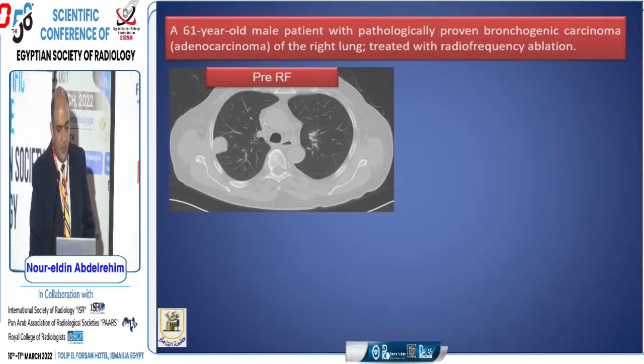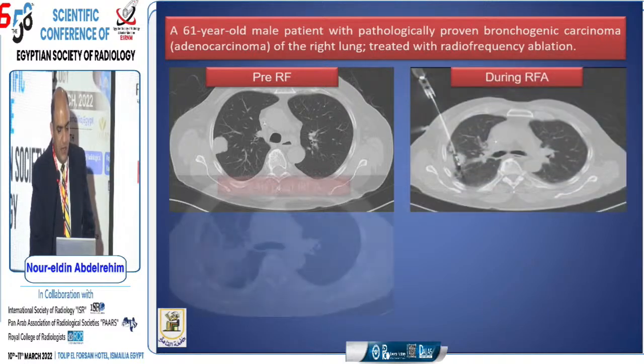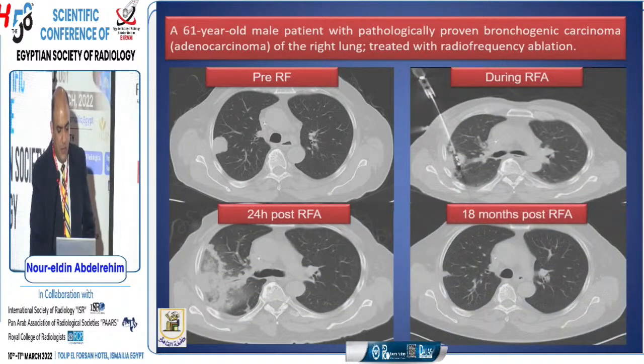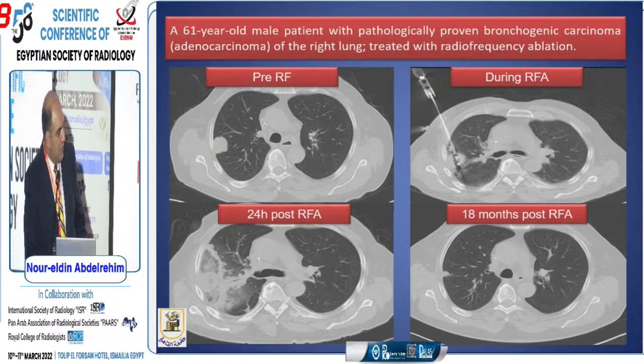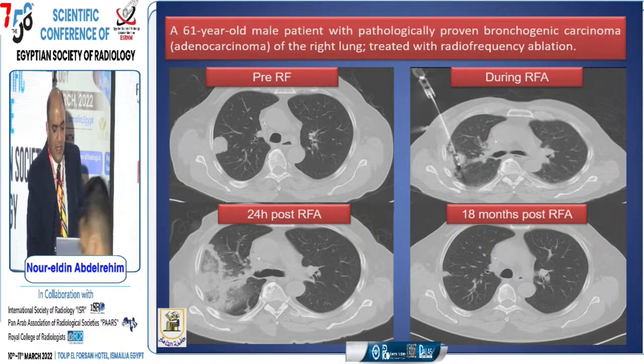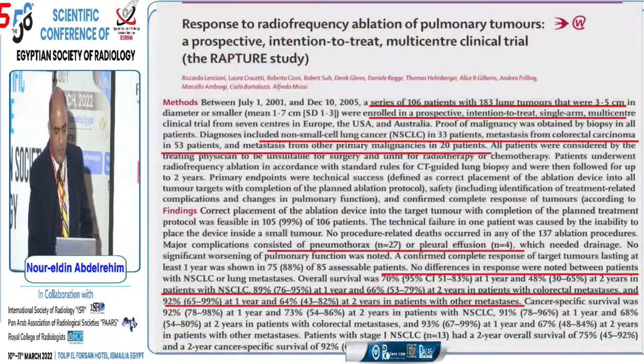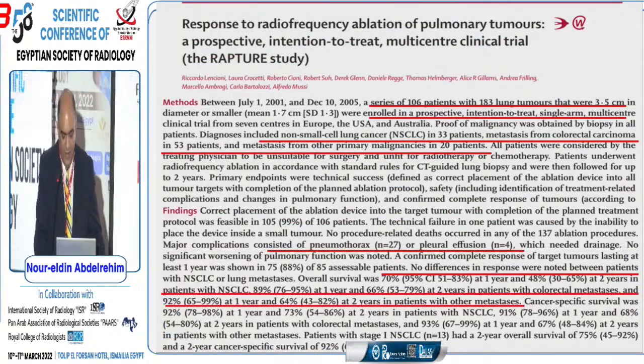This is another case of bronchogenic cancer, which is proved at the periphery, and this is during the application of the electrode. You can see a large zone of ablation and ground glass opacification surrounding the lesion, and follow-up 18 months post-ablation showing fibrotic deposits, fibrotic changes, and scarring at the ablation bed.